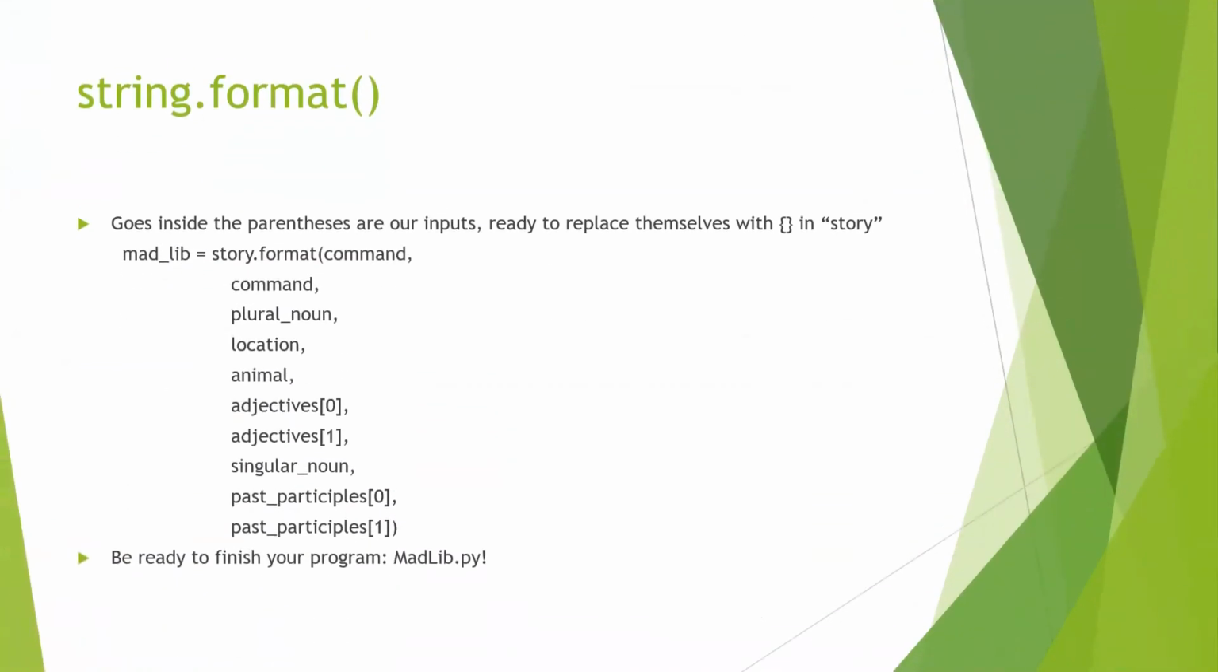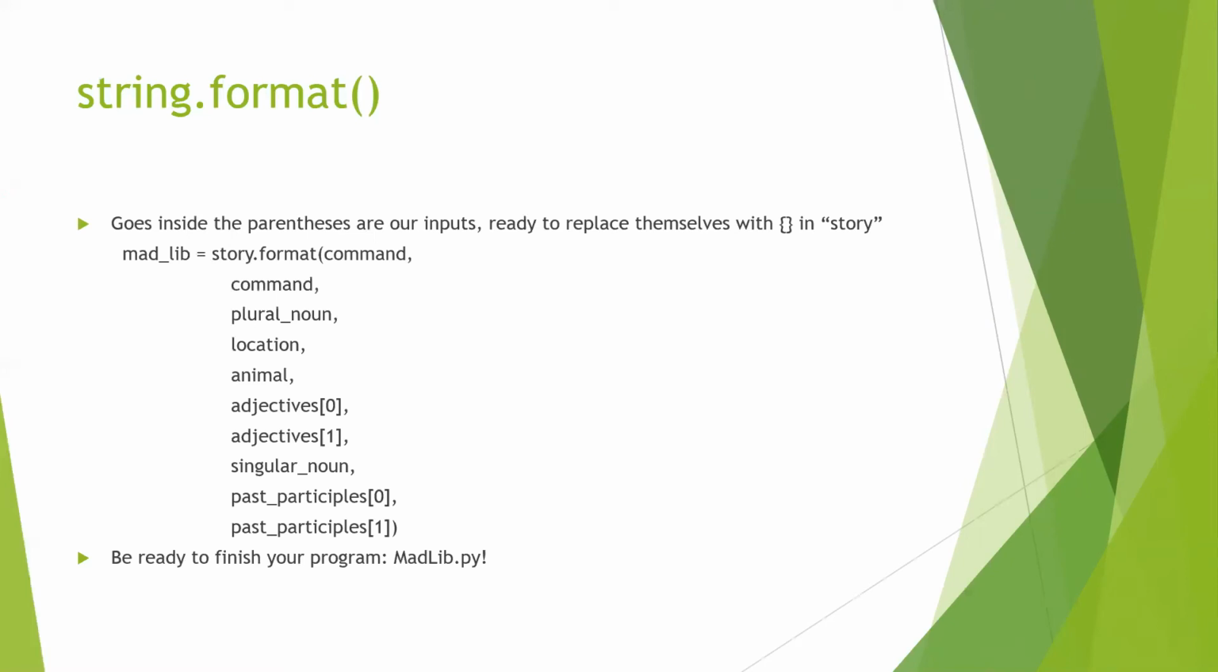And how do we use that? Well, how do we actually insert those variables inside our barebone story? Well, we can use string.format. So string is any name of the string variables, and format is the format method inside the string class. What goes inside the parentheses are inputs ready to replace themselves with those curly brackets in the barebone story.